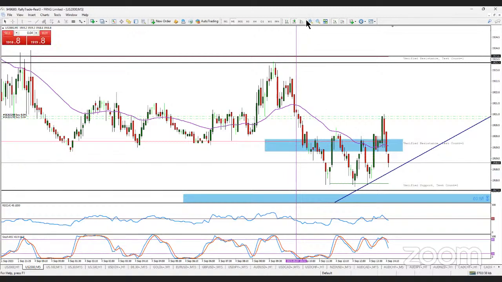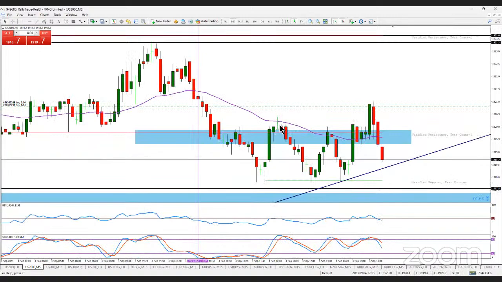Look at what happened here now, for example. Look at this. Can you see this? Can you see this inverted hammer? Yes.